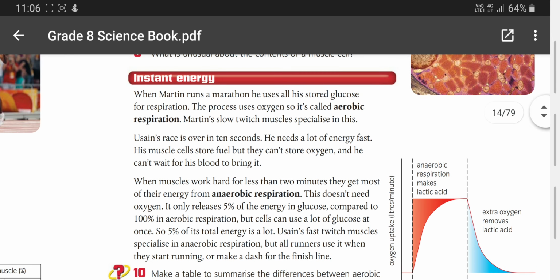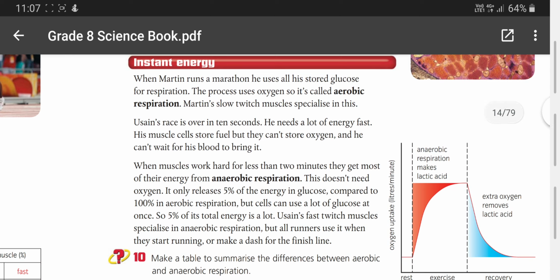How could this happen? He said that if you want to get a sufficient amount of energy, there are two ways to get it, by the respiration happening inside the human body cells. So he said here when Martin runs a marathon, he uses all his stored glucose for respiration. There are two types of respiration. We call the first one aerobic and the other anaerobic. Aerobic respiration is the process that uses oxygen to get the energy. Martin is using aerobic respiration, and Martin's slow twitch muscles are specialized in this.